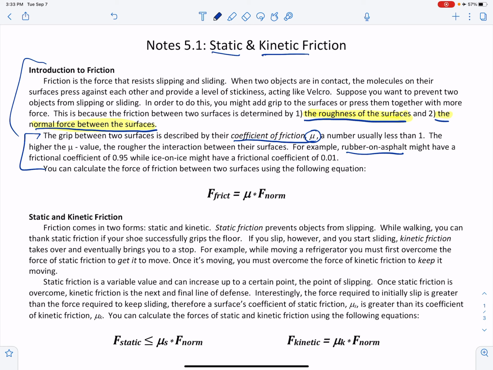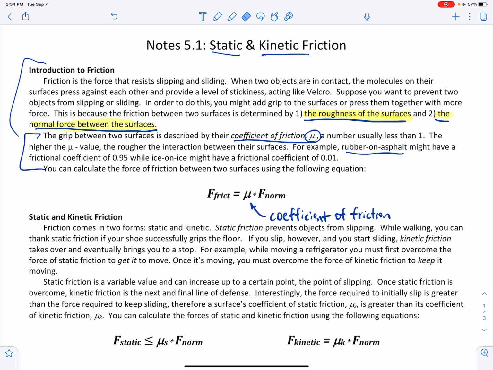You can calculate the force of friction between two surfaces using the following equation. And here's the general form of the friction equation. The force of friction between two surfaces is equal to mu, remember mu, the coefficient of friction, times the normal force between those two surfaces.